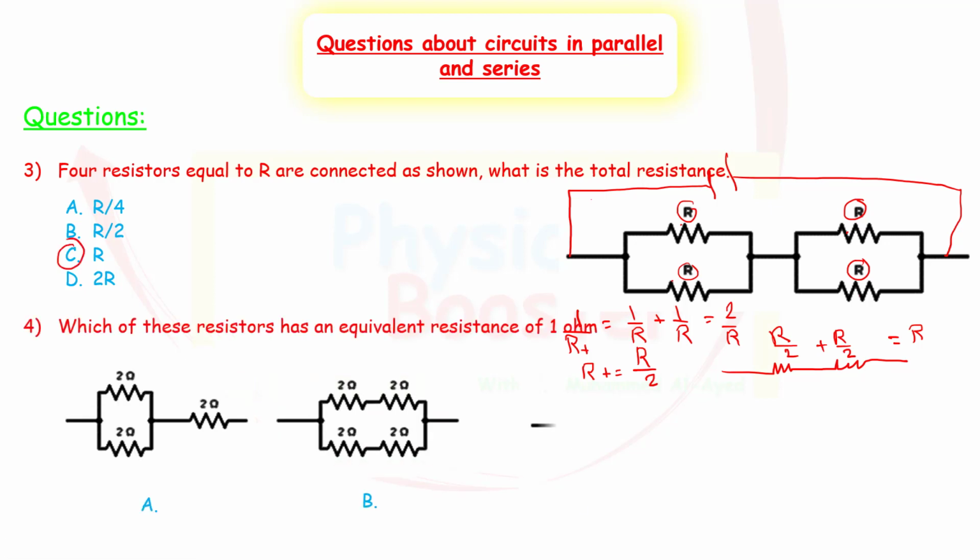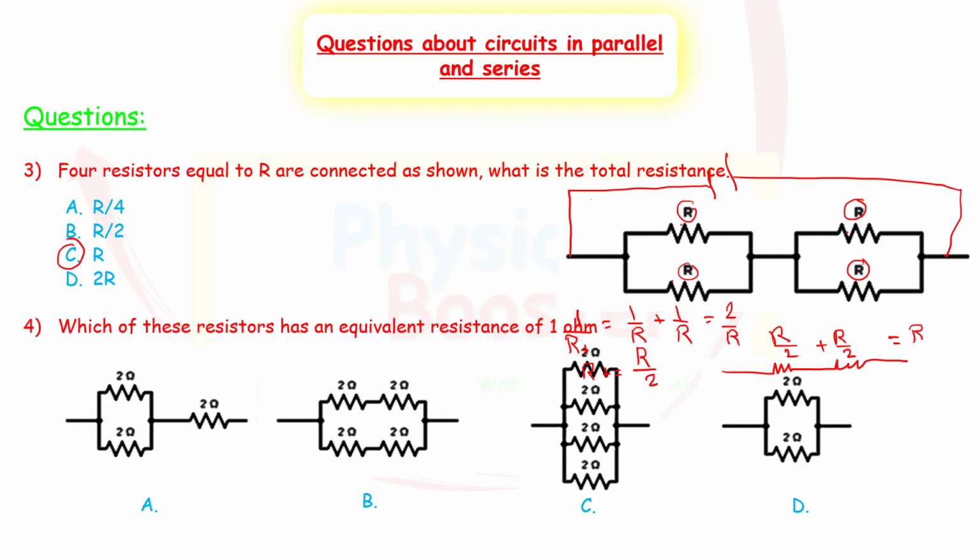Now, which of these resistors has an equivalent resistance of 1 ohm? Well, we can do this really quickly. This is equal to 1 over 2 plus 1 over 2, which is equal to 2 over 2, which is equal to 1. So 1 over RT is equal to 1, so RT is equal to 1. So I can say this is equal to 1 ohm. I can replace it with 1 ohm and 2 ohms. So it's clearly not the right answer because 2 and 1 are in series, 2 plus 1. The total resistance is 3 ohms for this one right here. So it's not the correct answer.